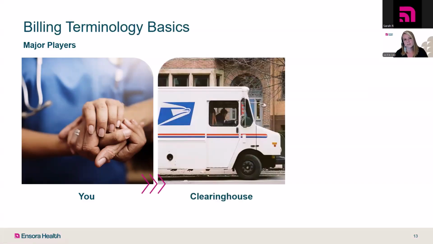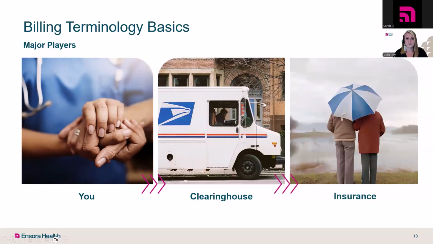So it gets sent to the clearinghouse. Essentially, it is like a post office. You take your letter or your claim to the post office or clearinghouse, and they distribute it to where it needs to go, the different insurances. And then once the insurance gets it, they process it, hopefully as a payment if we have a clean claim, or a denial, and then you take it from there.